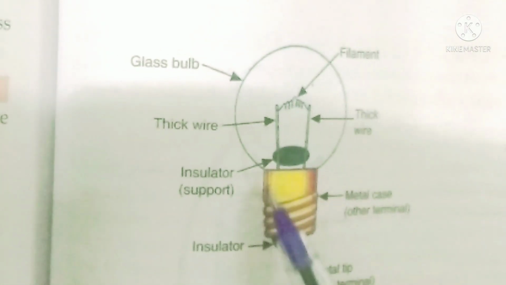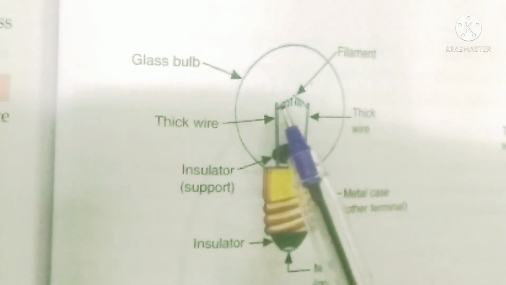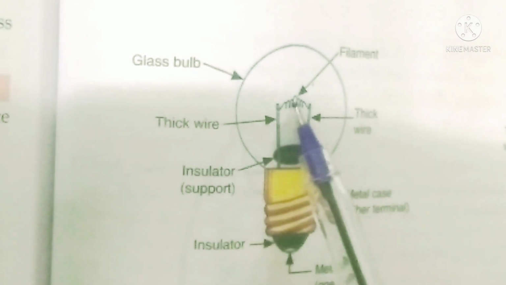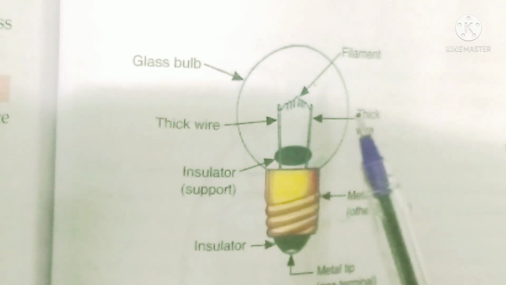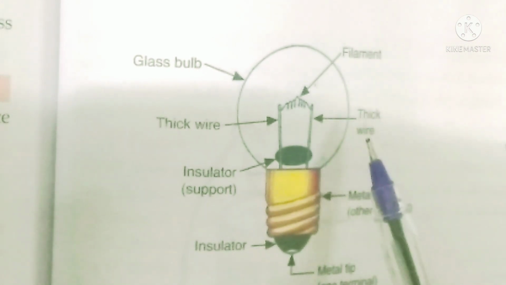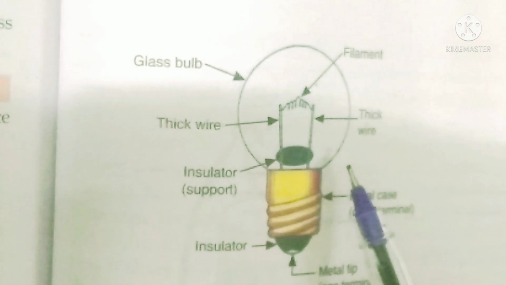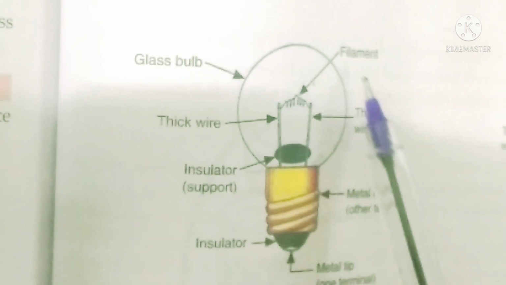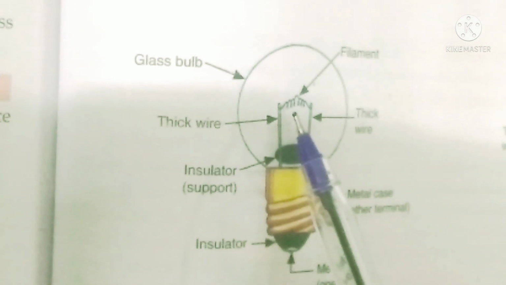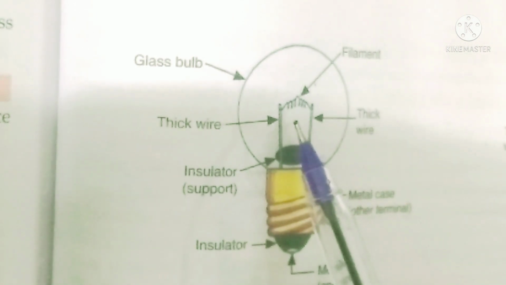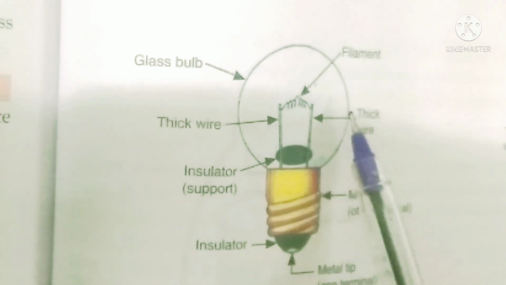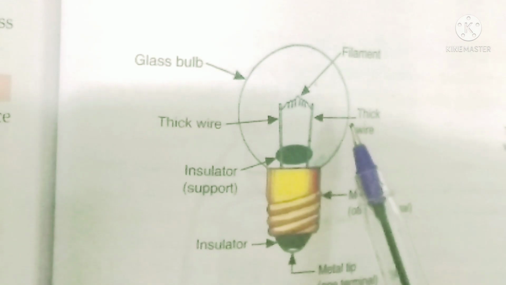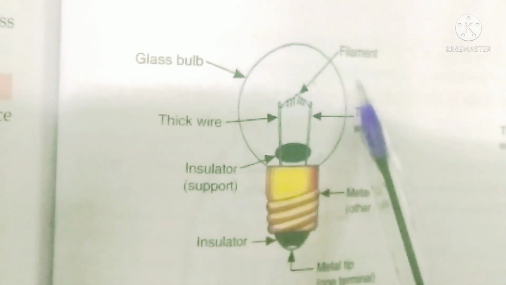This metallic cap takes the electricity to this, and then it passes through this filament. This spring-like portion is called the filament. Usually it is made up of a metal called tungsten. Okay, and when this electricity passes through this spring-like portion or the filament, it starts to get heated up, and then it produces light, and that light passes through this glass bulb.